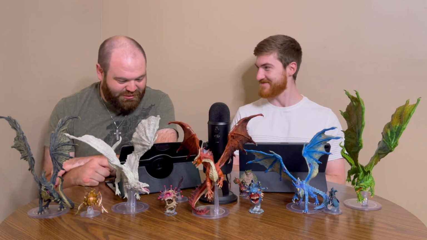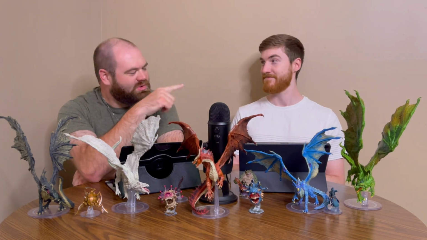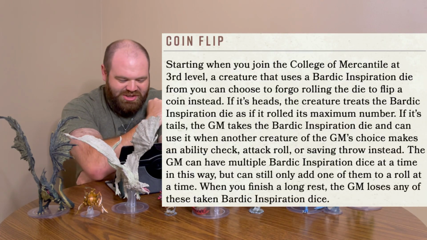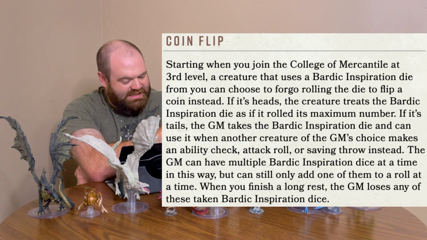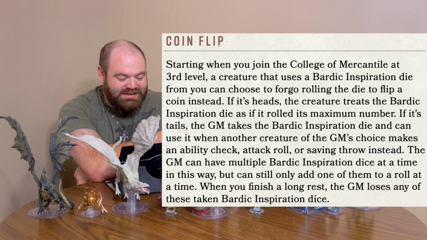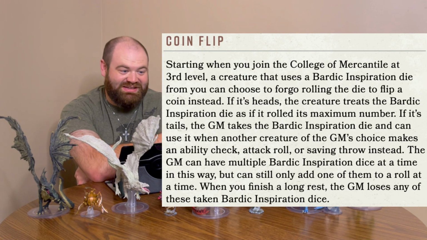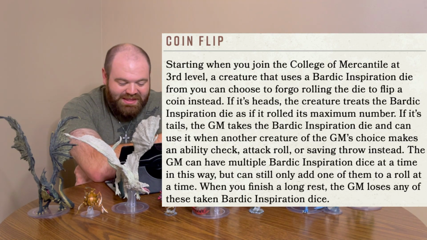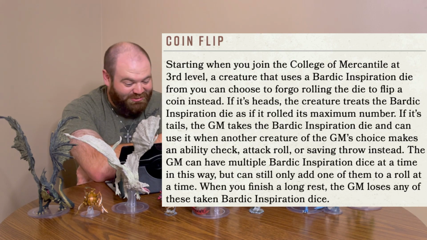Love it. Starting off at level 3, you get Coin Flip. A creature that uses a bardic inspiration die from you can choose, and that's a very important thing, to forego rolling the die altogether and flip a coin instead. If it's heads, the creature treats the bardic inspiration die as if it rolled its maximum number. I'm like, well, that sounds fantastic. That's because it is. If it's tails, however, it does not act like it's a minimum. So this is not a min-max thing. It's much more interesting than that.